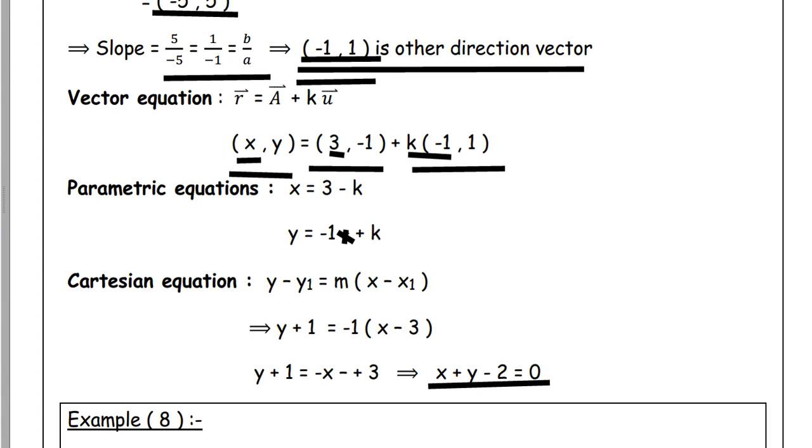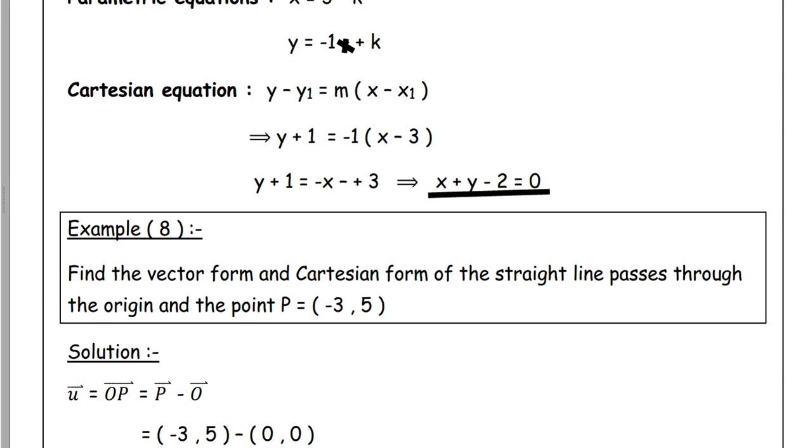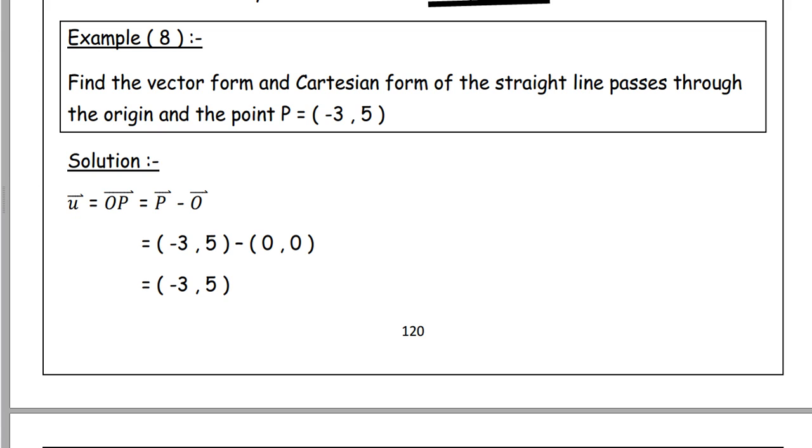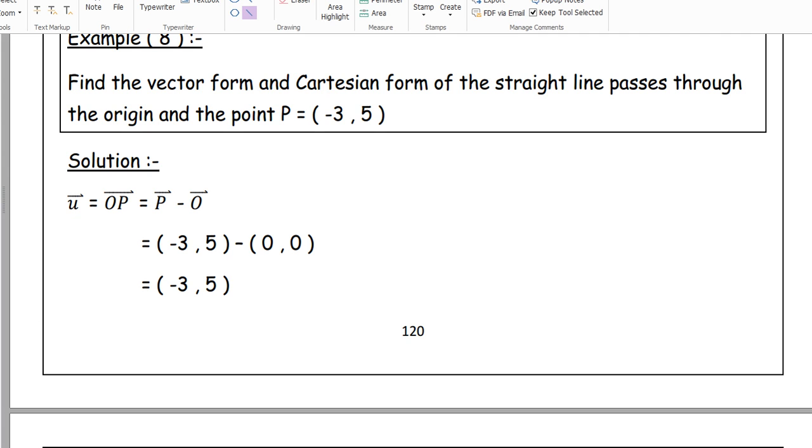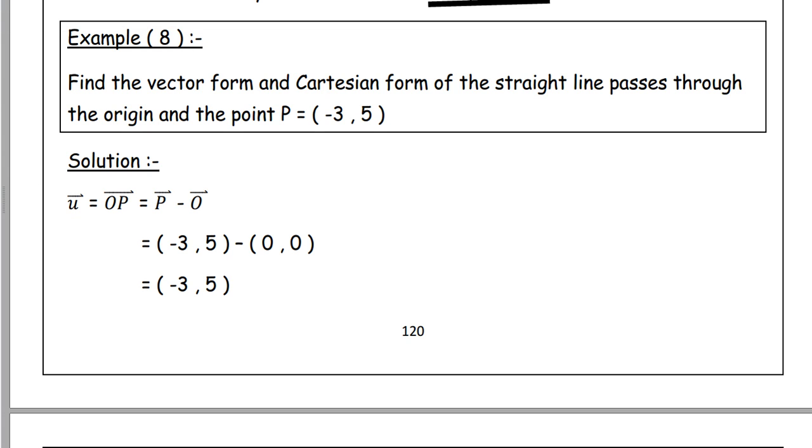Example 8. Find the vector form and the Cartesian form of the straight line passing through the origin point and the point P, negative 3 and 5. What is the origin point? The origin point is 0 and 0. Okay, so what will we do?